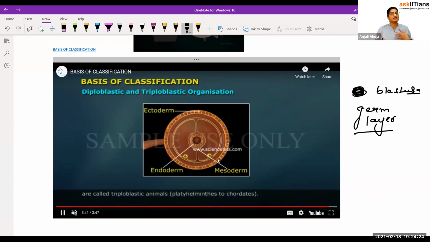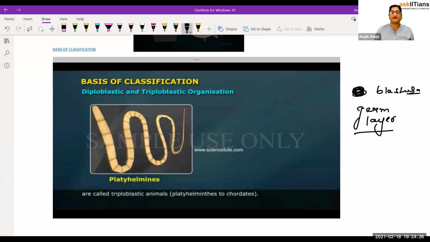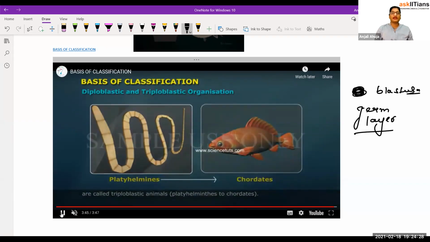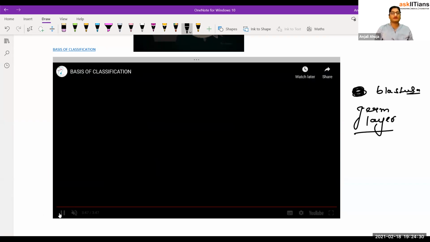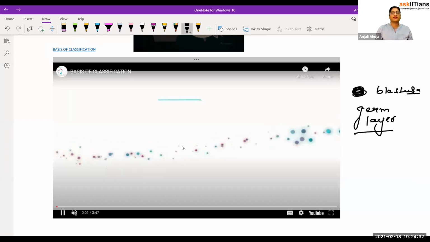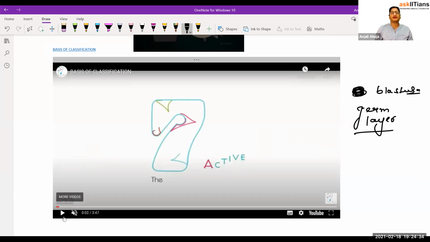Now, when our body organs are formed, everything is well known. He's providing an example also. Everything is well known, that which body part will be formed from which germinal layer. Ectoderm will form different parts, endoderm will form different parts, mesoderm will form different parts. That's how it happens.